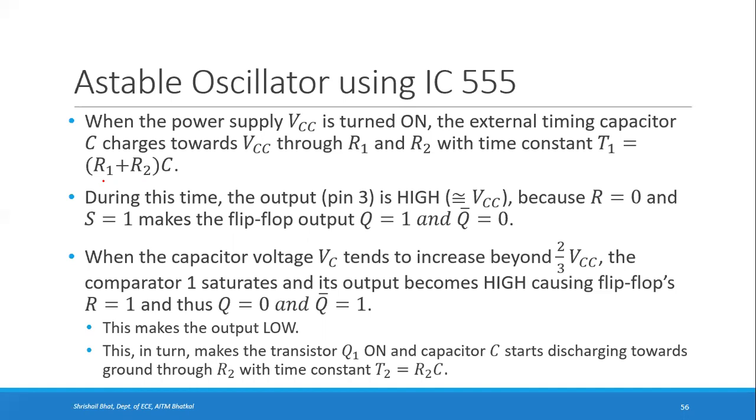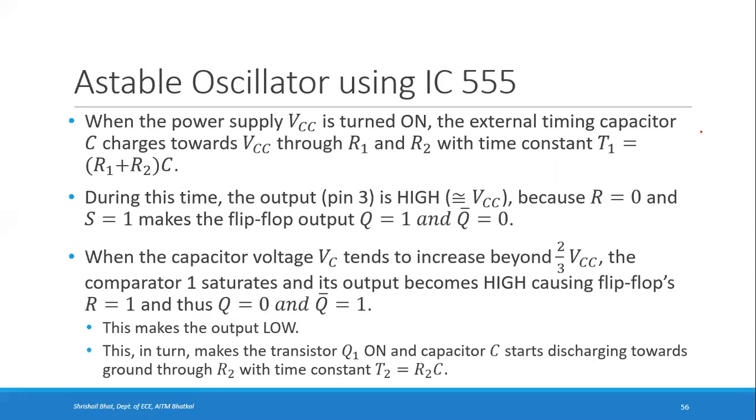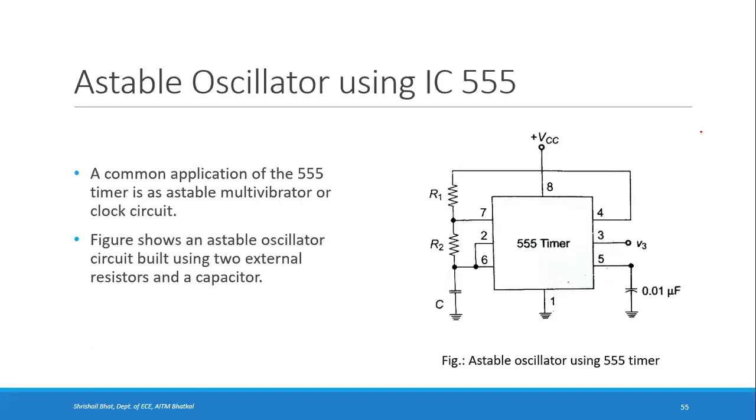Whenever it is charging, that means when the power supply is turned on, the output pin, that is pin number 3, is high. When it is charging, pin number 3 is high because R is 0 and S is 1, which makes the flip-flop output Q is 1 and Q bar is 0.